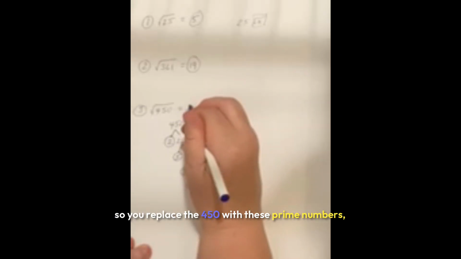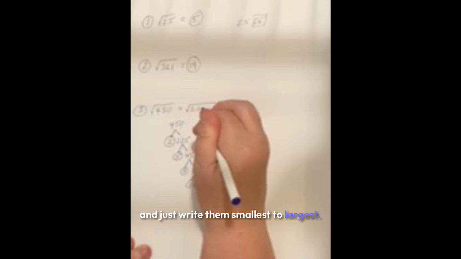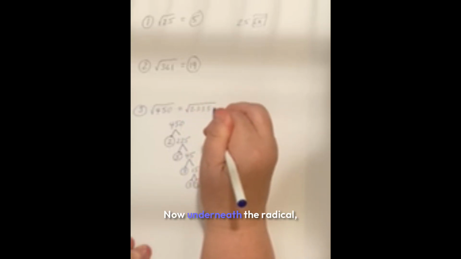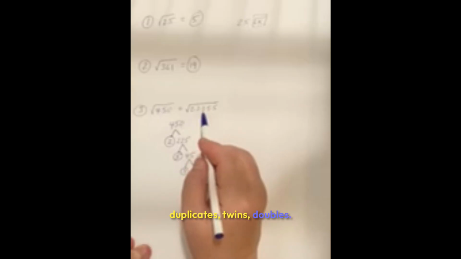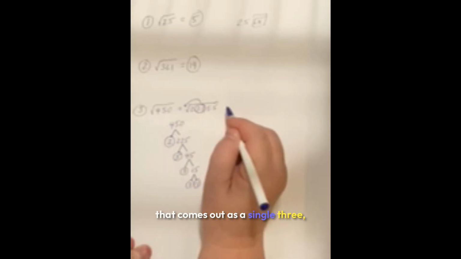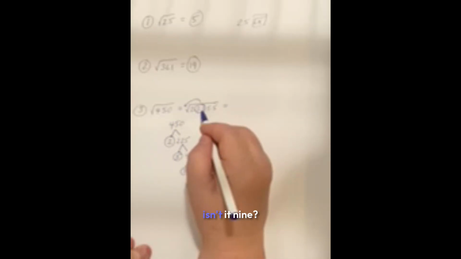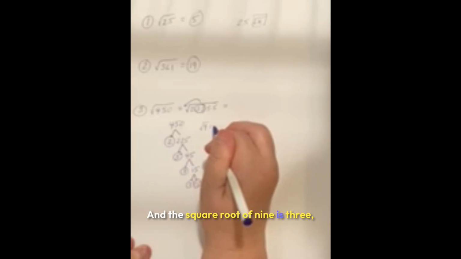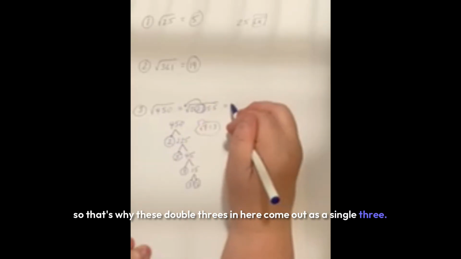So you replace the 450 with these prime numbers and write them smallest to largest. Now underneath the radical, you're looking for buddies, duplicates, twins, doubles. So look here, we have 3 times 3. That comes out as a single 3 because the square root can operate on it. Because what is 3 times 3? Isn't it 9? And the square root of 9 is 3. So that's why these double 3s come out as a single 3. Doubles always come out as a single for that reason.